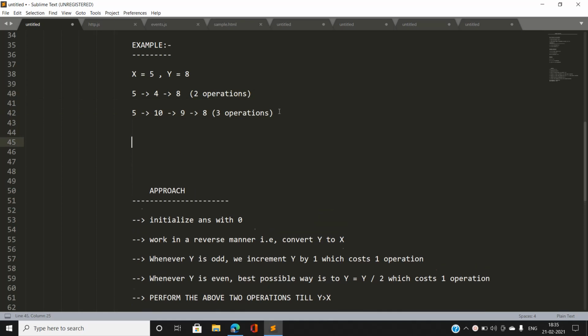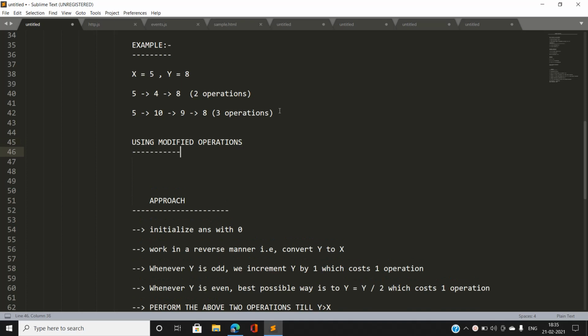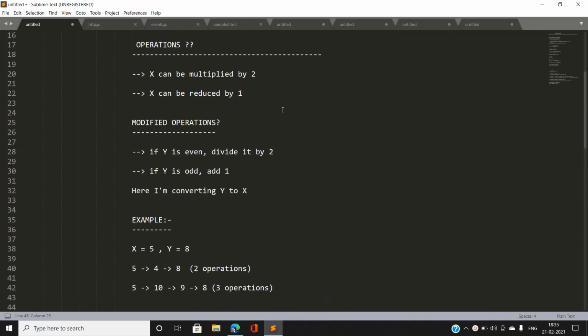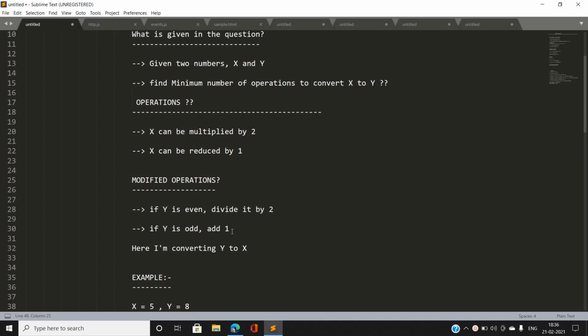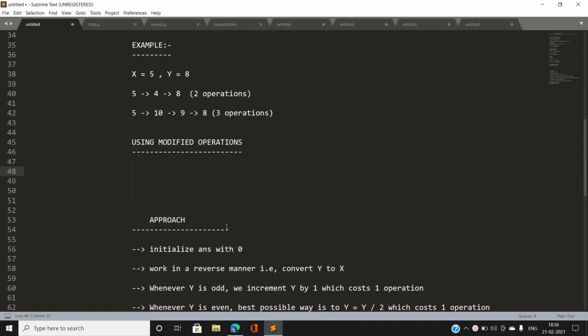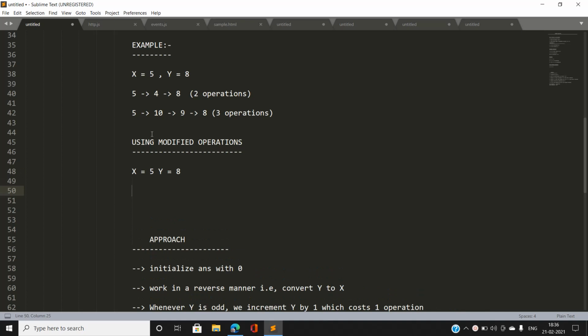Now using modified operations, I am going to show you how this is going to give the correct result. Okay, so what is our modified operation? As you can see, if y is going to be even, I am going to divide it by 2. If y is going to be odd, I am going to add 1 to it. Now note that I have the current value x as 5, and current value y as 8. Now if y is even, I am going to divide it by 2.